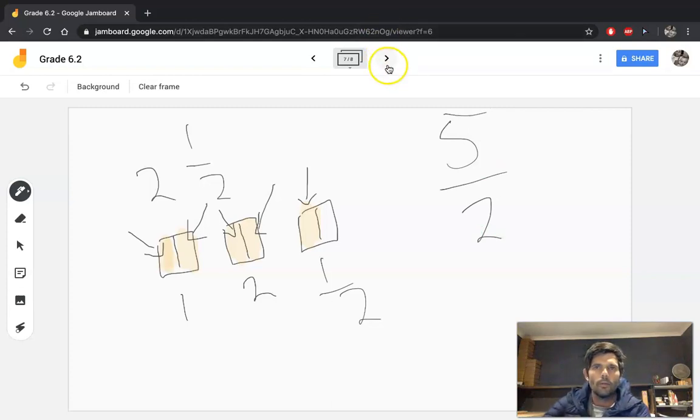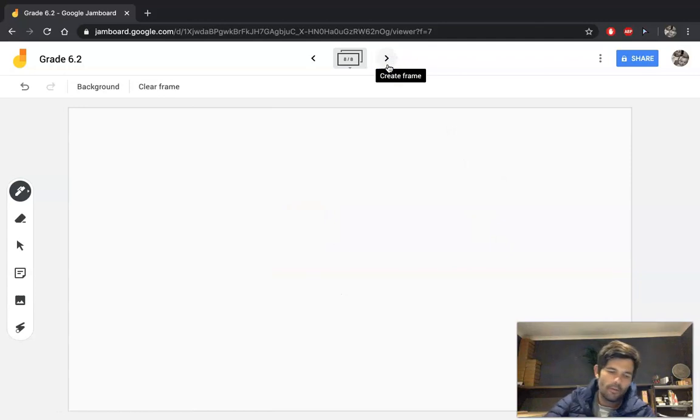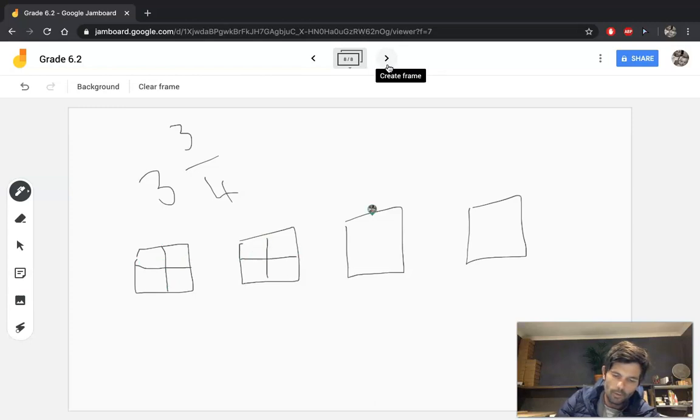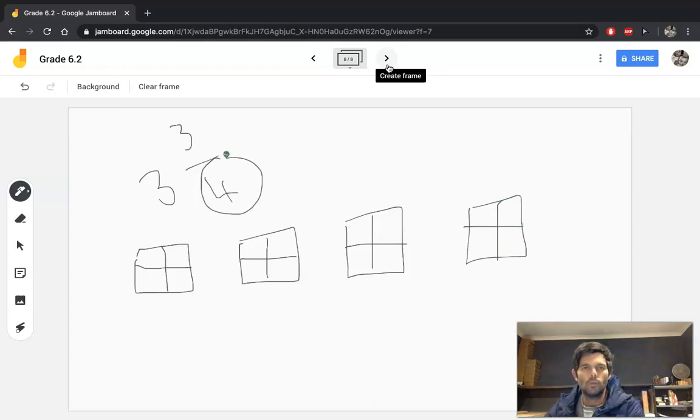If you want to look at another example, if I have 3 3/4, so if I draw it for you first, and I divide them up into quarters. Why would you divide them up into quarters, you may be asking? Well, that's because the fraction is divided up into quarters.